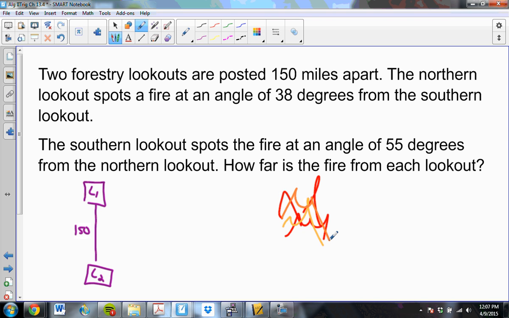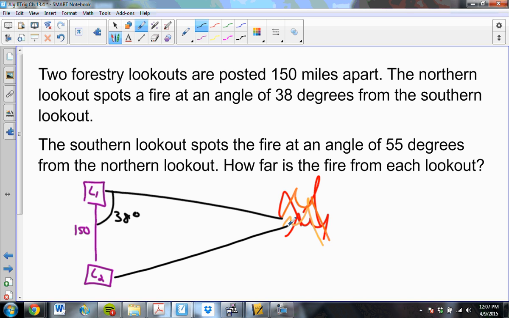Good, there's my fire. The northern one sees this fire at an angle of 38 degrees from the southern one, meaning this angle here is 38 degrees. The southern sees it at 55 degrees. So this angle here is 55 degrees. The question is, how far is the fire from each lookout? So we're really going to try and find this length x and this length y.